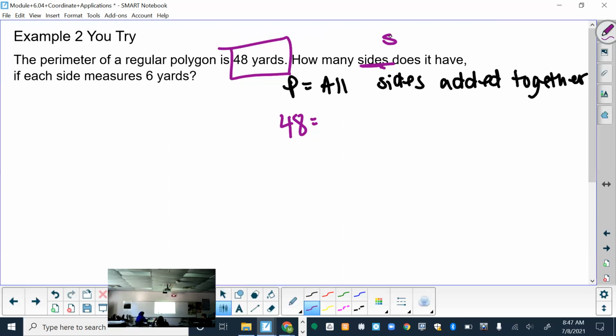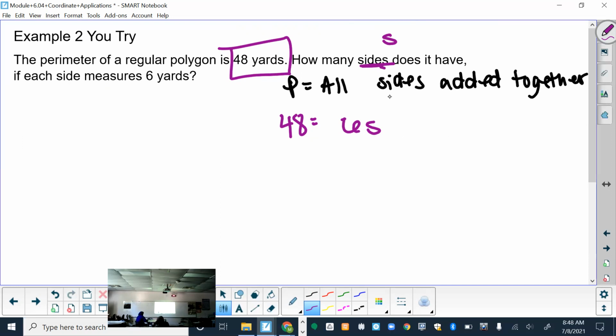But each side measures 6 yards. So each side is equal, right? We just don't know how many it takes to get to 48. So what would go on the right side in algebra? So 6 is part of it. Good. 6x or 6s. I'll use s since that's what we have up here.